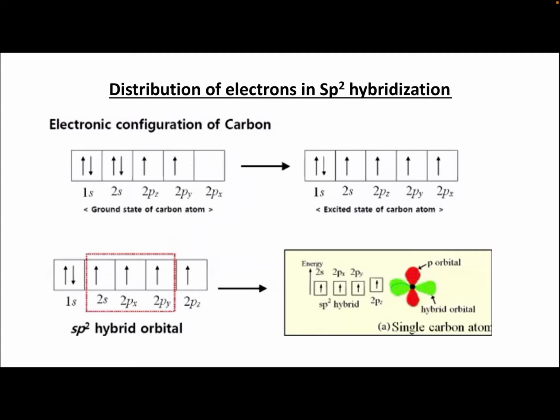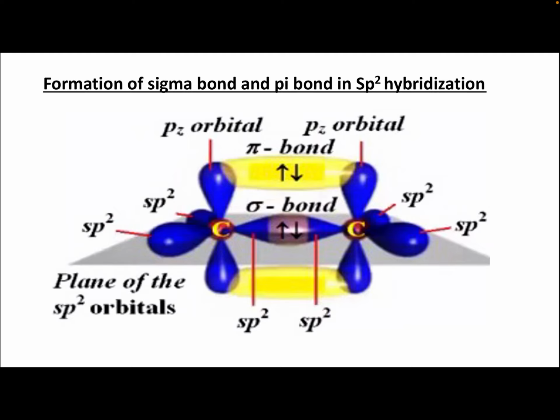These mix and sp2 hybridization takes place, forming hybrid orbitals, which are green in color, and the red one is the 2pz unhybridized orbital. So there are three hybrid orbitals and one unhybridized pz orbital, which is red, and the green ones are the 3 hybrid orbitals formed because sp2 hybridization is taking place.